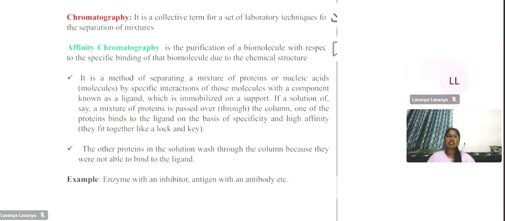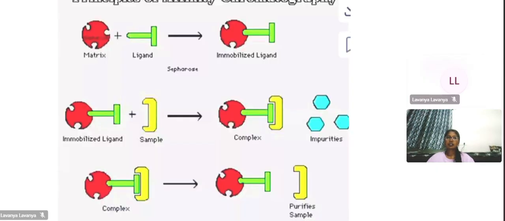So the other solutions, meaning the impurities, are washed out because they were not able to bind. So they were washed out. Examples: enzyme with an inhibitor, antigen with an antibody, etc. So this is the affinity chromatography diagram, which explains the lock and key type mechanism.